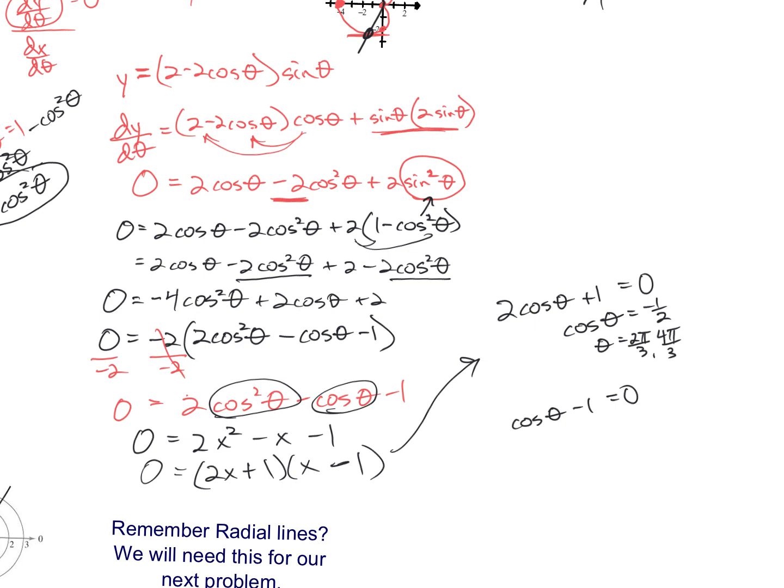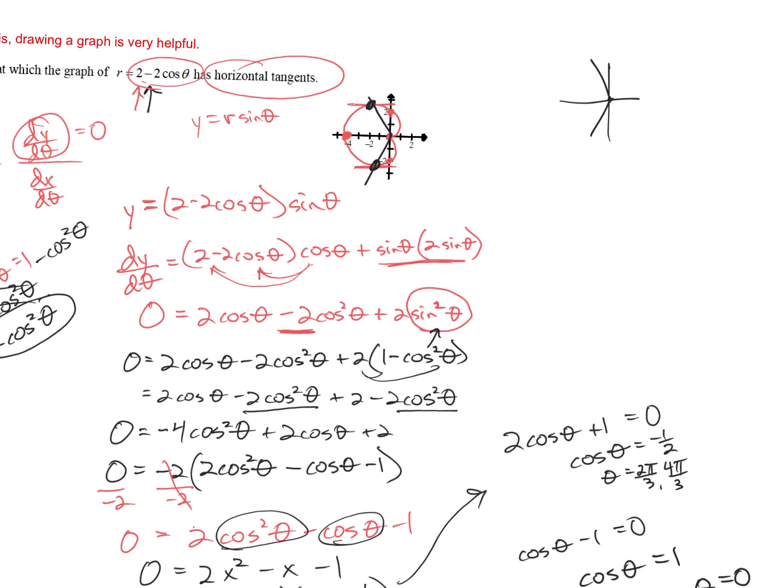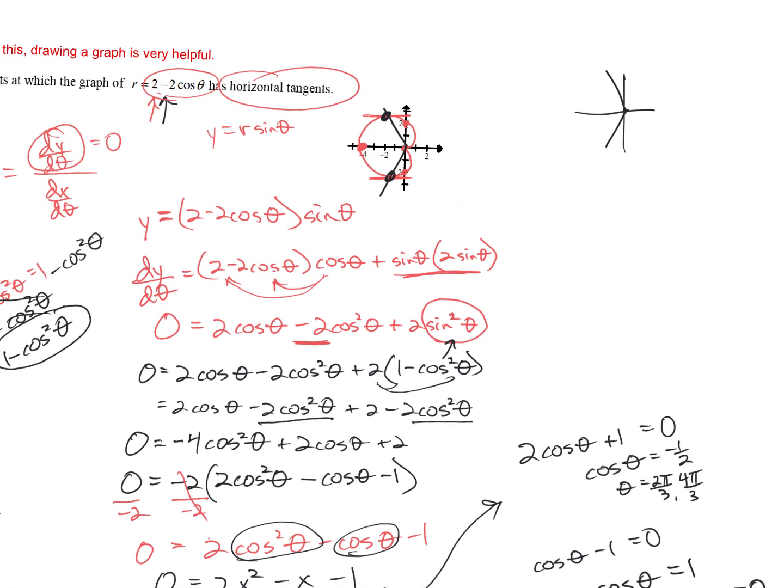The other one here, where is cosine of theta equal to 1? Where is cosine equal to 1? At 0. This is at theta equals 0. But at theta equals 0, look at our picture again there. It's actually right in here, because when we plugged in 0 into our equation, you get 2 minus 2, or 0. It was this point right there. So theta equals 0, it's where you had a sharp point.